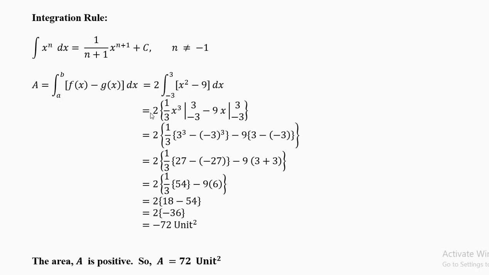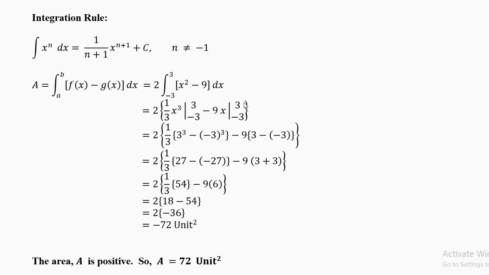So you'll get 2 into bracket 1 over 3 x cube minus 9x, both going from minus 3 to plus 3. Now keep the 2 outside the big bracket. Now do the calculations inside. You'll have 1 over 3 into 3 cube minus minus 3 whole cube. You'll get 27 minus minus 27, which is 27 plus 27, which is 54. So 1 by 3 into 54 is 18.